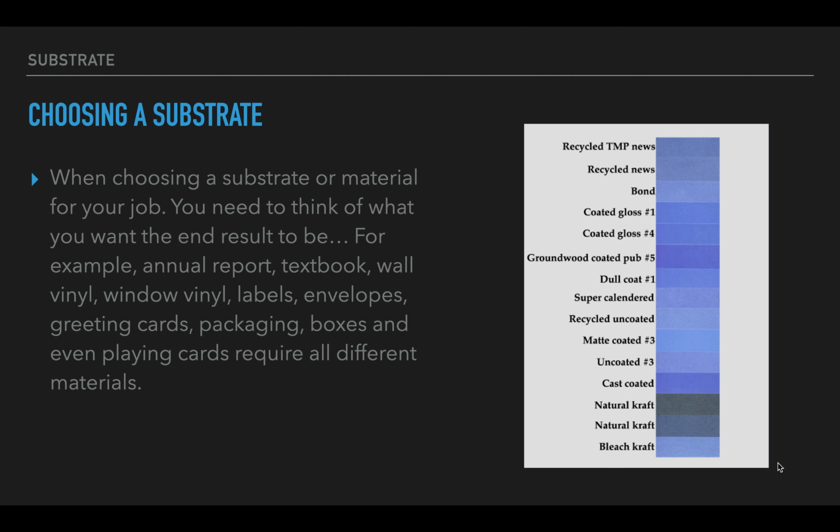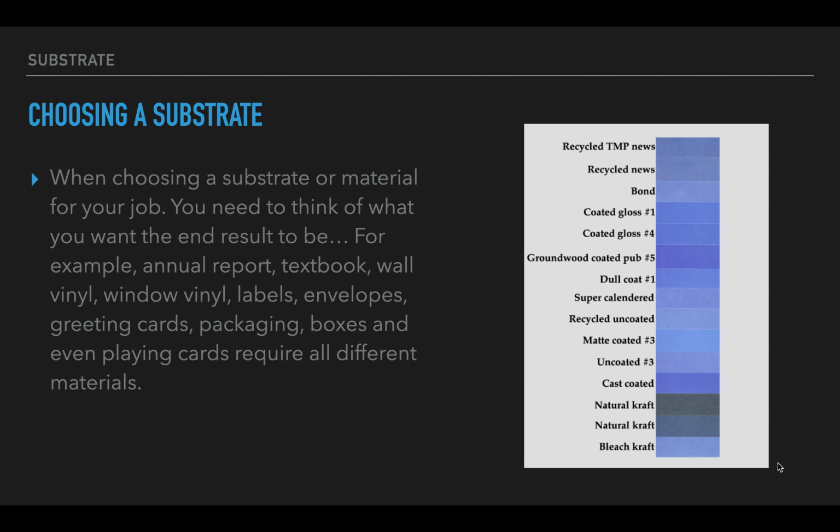Choosing a substrate. When choosing a substrate or material for your job, you need to think of what you want the end result to be. For example, annual report, textbook, wall vinyl, window vinyl, labels, envelopes, greeting cards, packaging, boxes, and even playing cards require all different materials.